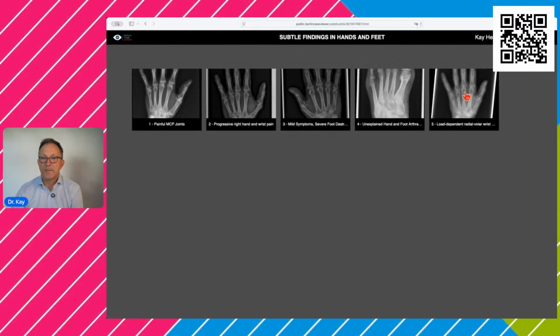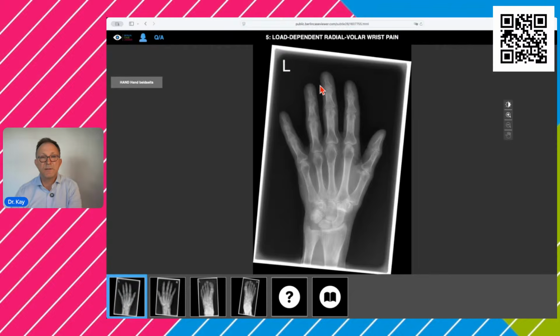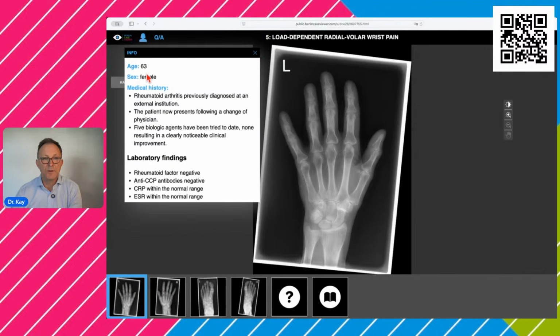So let's take a closer look at our last case. In the last case, we are dealing with a patient with load-dependent radial wrist pain, so more or less close to the thumb. And it's a 63-year-old woman with rheumatoid arthritis diagnosed early, and she was treated at an external department for rheumatoid arthritis for quite some time. She even had 5 biologic agents who all did not help so much. So now she's changing the treating rheumatologist to seek help.